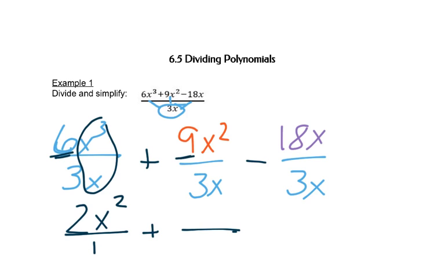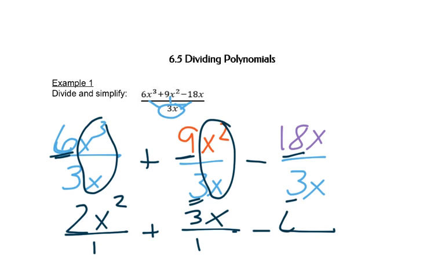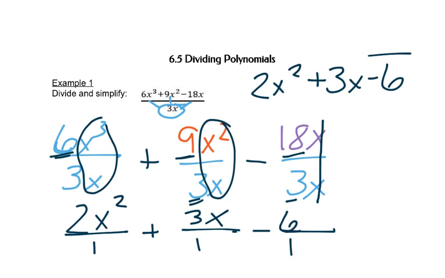So here we have 9 over 3. That leaves me a 3 on top over 1. I have 2 x's on the top, 1 on the bottom. That leaves me 1 extra x on the top. Here, 18 over 3 leaves me a 6 over 1. And I have an x on the top and x on the bottom. They just cancel out. So our final answer would be 2x squared plus 3x minus 6.